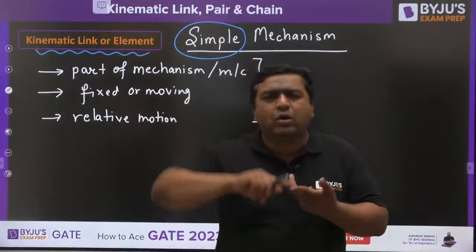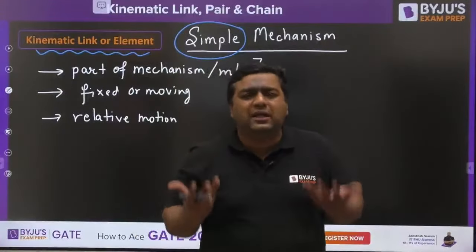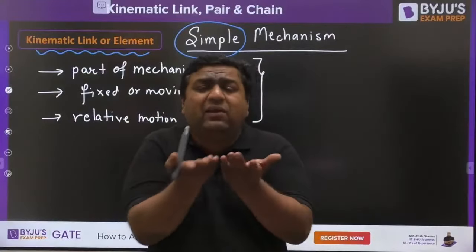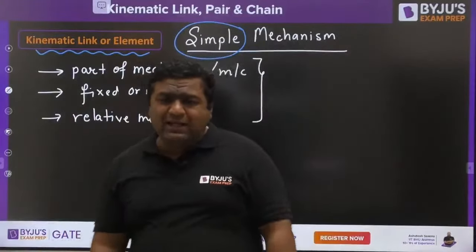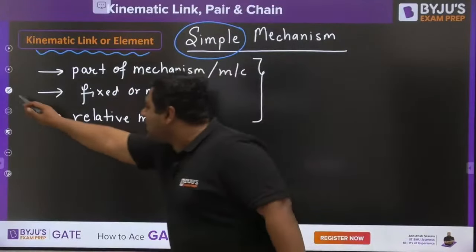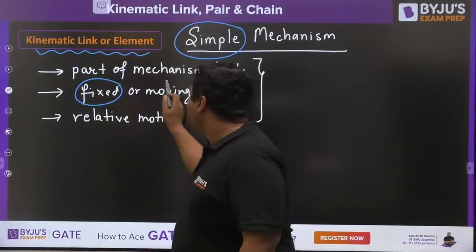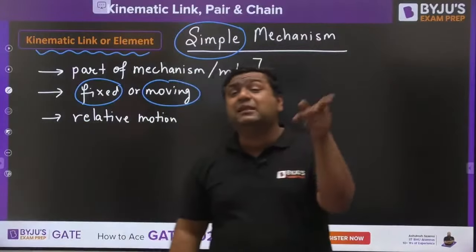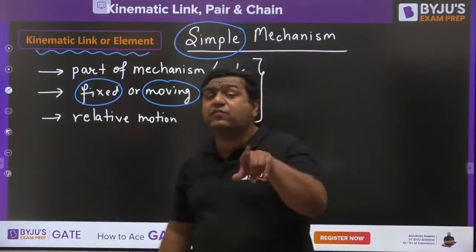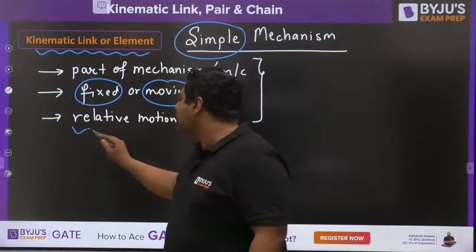Crank, connecting rod, slider, cylinder in an IC engine, all are known to be links. In a lathe machine, the chuck is rotating, it is a link. My dear, the lathe bed is fixed, it is a link. So when I am saying that it should be a part of a mechanism or machine, it's fine. But students are getting confused on this point: sir, on one side you are saying it can be fixed or moving. When you are saying fixed, it means the lathe bed can also be a kinematic link. Yes, it is. When you are saying moving, it means the chuck which is rotating in the lathe machine can also be a link. Yes, it is. Then why are you saying relative motion is a must?